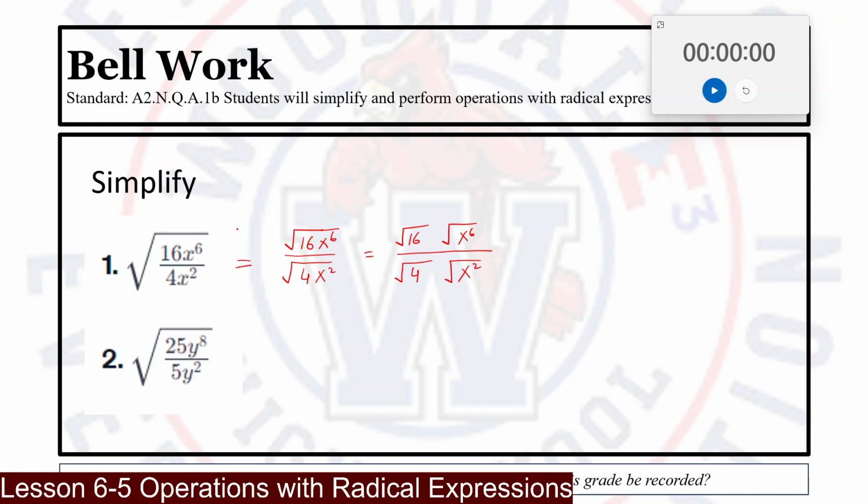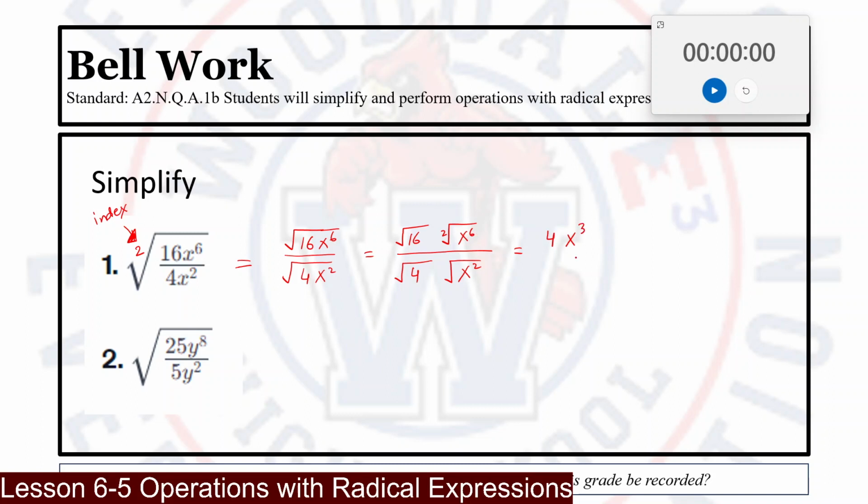Now here my index is 2. When the index is 2, we don't write it, but we know that the index is 2. And that's important because that's how we're going to simplify the exponents inside. Alright, what is the square root of 16? The square root of 16 is 4. To simplify the square root of x to the 6th, we have to remind ourselves the index is 2. So I'm going to say, what is 6 divided by 2? 6 divided by 2 is 3. So I'm going to say x cubed.